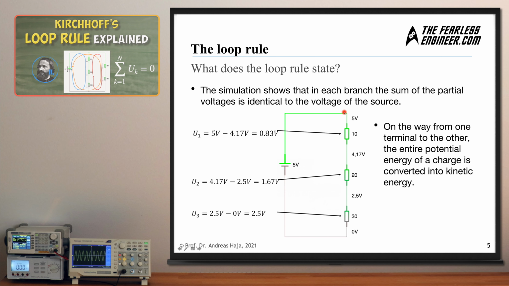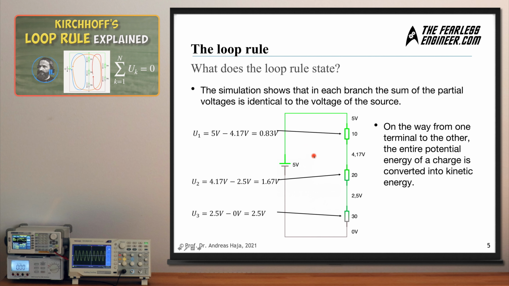And while we cross each component, first resistor, second resistor, third resistor, you can see that the color gradient changes from bright green to darker green and then finally to gray. And gray means a potential energy or electric potential of 0. And you can see in the simulation that in each branch the sum of the partial voltages is identical to the voltage of the source.